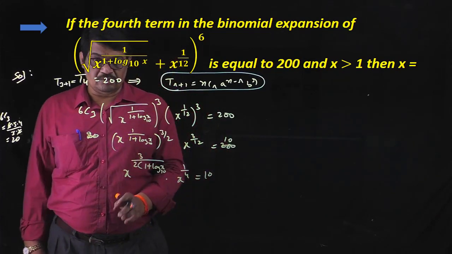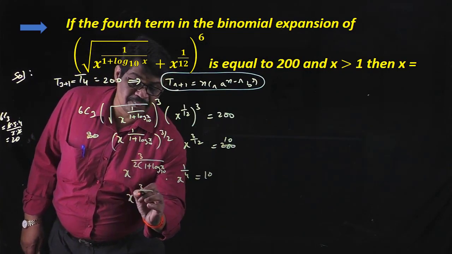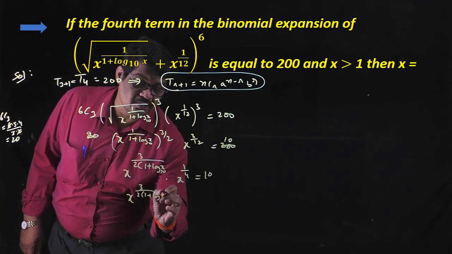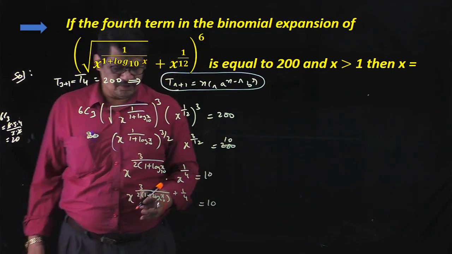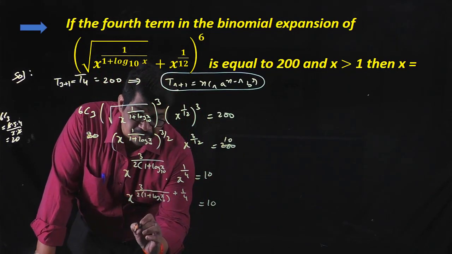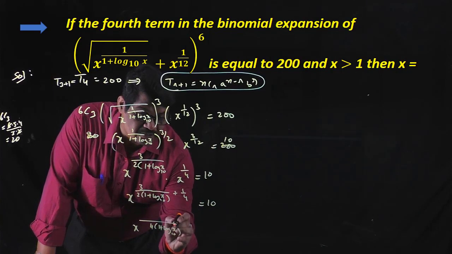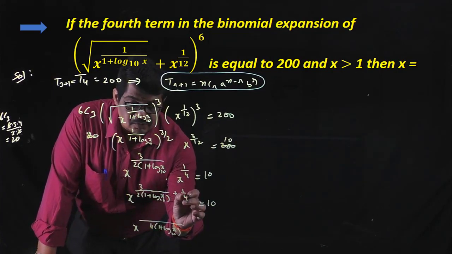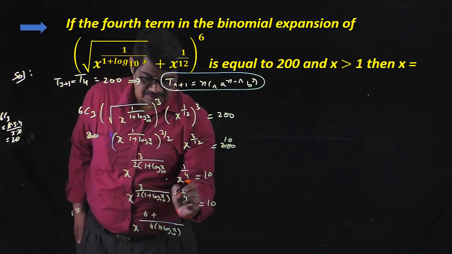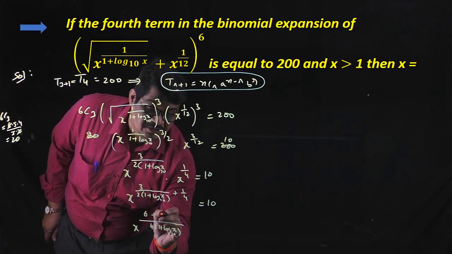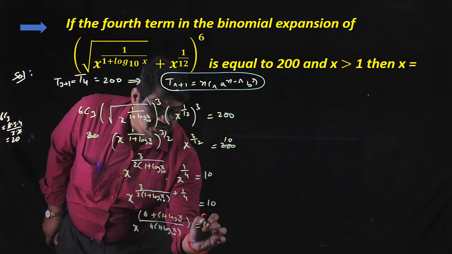So here bases are equal. Now we are adding these two powers: x to the power of 3 by 2 into 1 by (1 + log x base 10) plus 1 by 4 is equal to 10. Now your LCM here is 4 into (1 + log x to the base 10). So 2 into 3 is 6, plus the remaining term, 1 + log x to the base 10, is equal to 10.